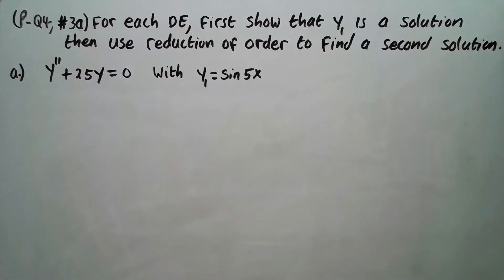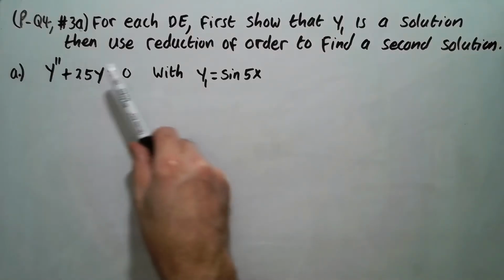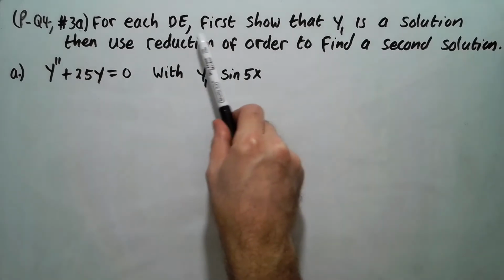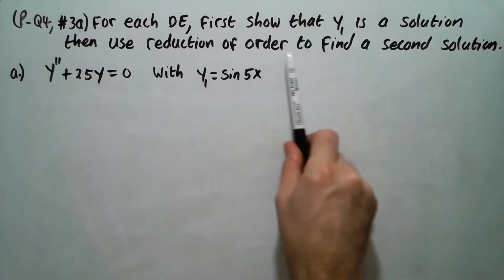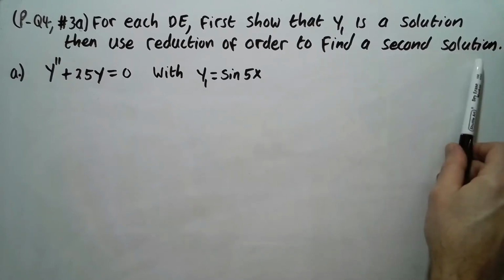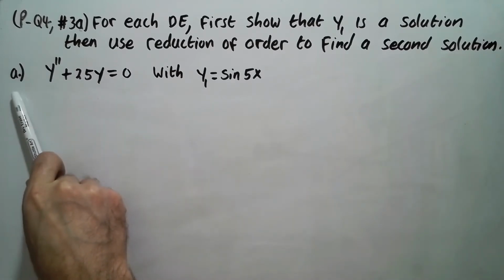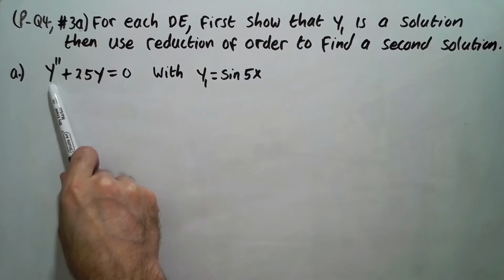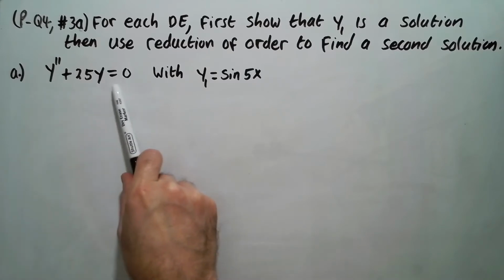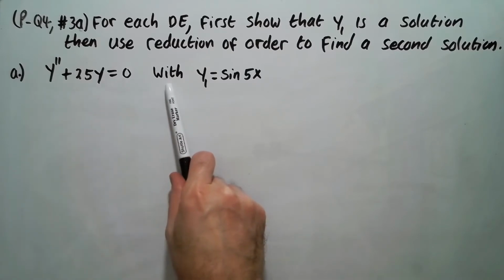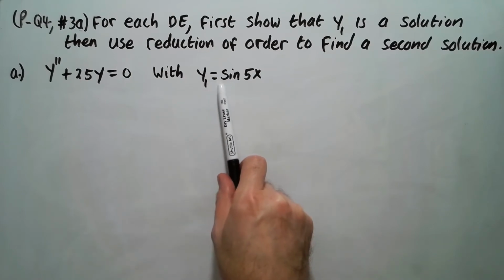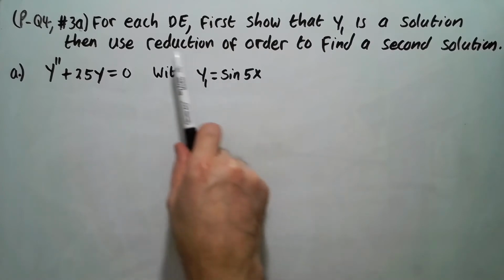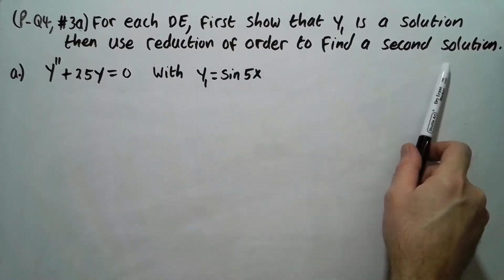Okay, so let's look at practice quiz 4, number 3. It says for each differential equation, first show that y1 is a solution, then use reduction of order to find a second solution. So here's our differential equation, y double prime plus 25y equals 0. And we're given here that y1 is a solution. So let's first show that y1 is a solution, then we'll use reduction of order to find a second solution.